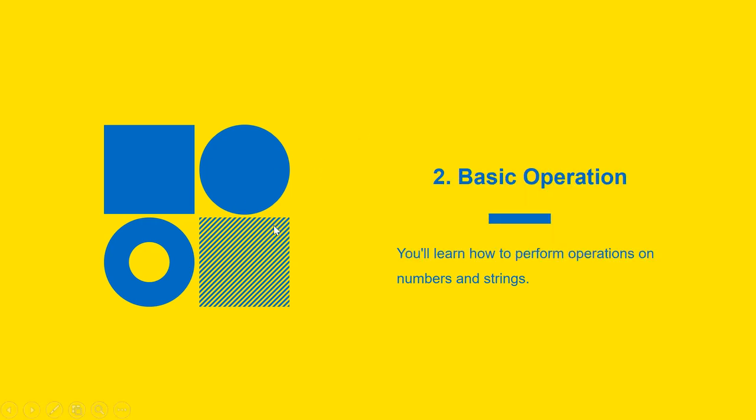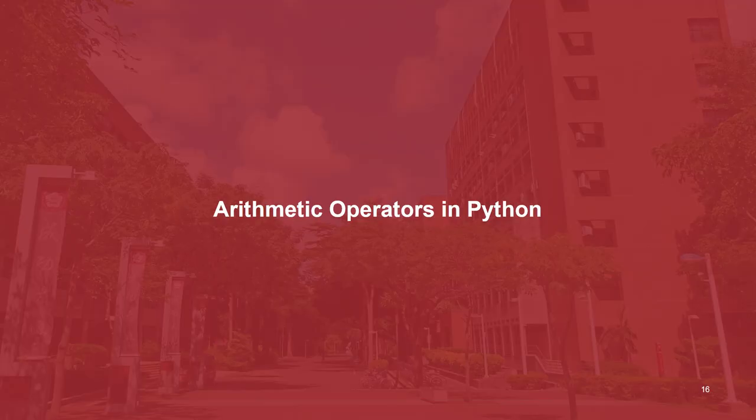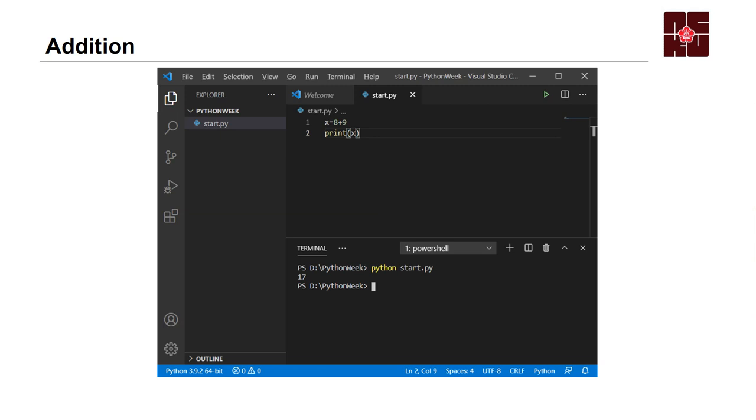Okay, now let's move on to our second lecture. It's about basic operations. We will perform operations on numbers and strings. The first one is arithmetic operators in Python, which is about how to operate on numbers in Python. I will show you addition, subtraction, multiplication, or division.